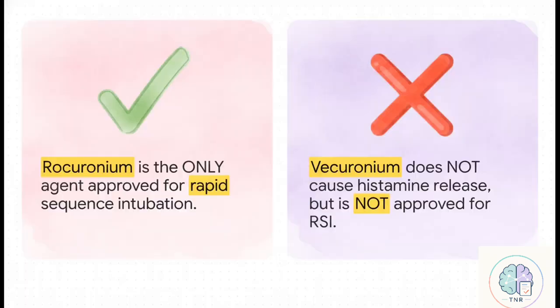Rocuronium's vital distinction really stands out when we compare it to its close relative, vecuronium. Rocuronium is the only non-depolarizing agent approved for rapid sequence intubation, or RSI. Why? Because its duration and onset are dose-dependent, which allows for incredibly tight control. On the flip side, vecuronium has similar aminosteroid activity, and notably, it does not cause histamine release. But, and this is crucial, it is absolutely not approved for RSI. Knowing this distinction is vital for anyone in the operating room.